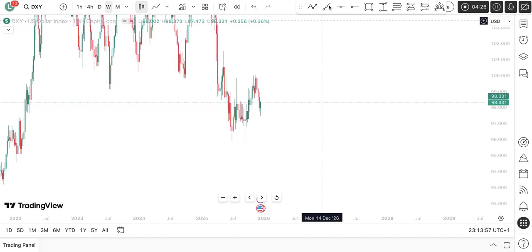So we've established that on the monthly time frame we are bullish, right? Overall structure of the market. On the weekly time frame we are bearish. Now, what's the daily time frame saying? These are the things you have to understand.